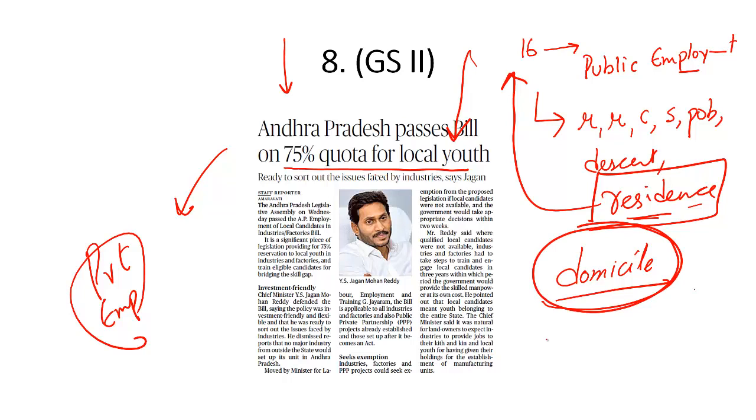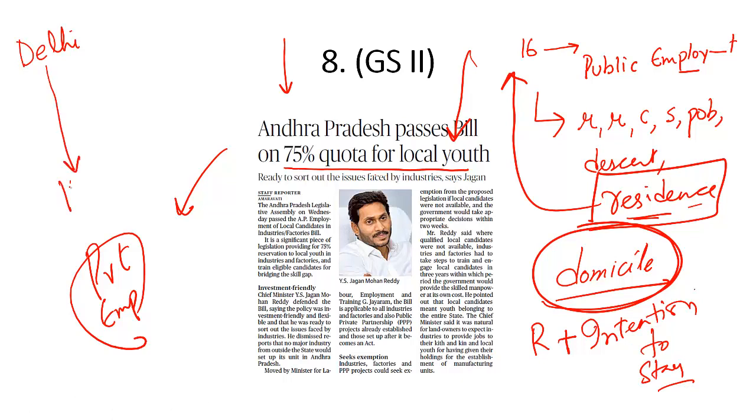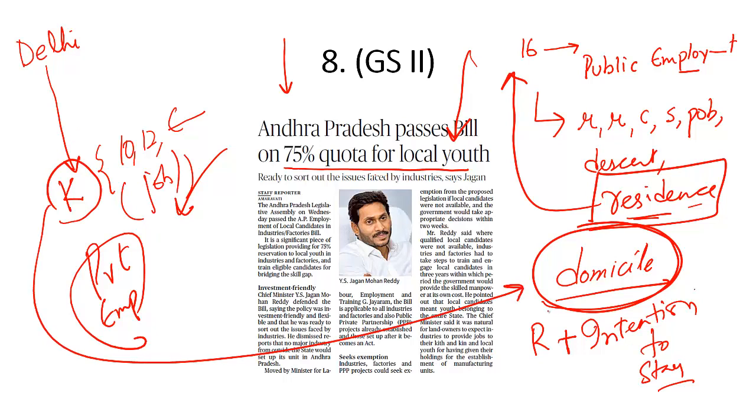And what is domicile? Residence plus intention to stay. And what is this intention to stay? Let's say, for example, there is somebody who is born in Delhi. Then he migrated to Karnataka. He studied his 10th from Karnataka, 12th from Karnataka, engineering as well from Karnataka, and is also doing a job in Karnataka. That means now Karnataka is his domicile because he resides in Karnataka and it is his intention to stay in Karnataka permanently.